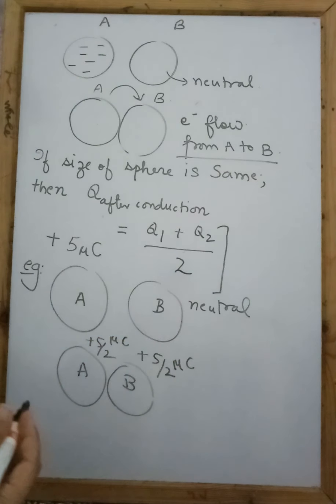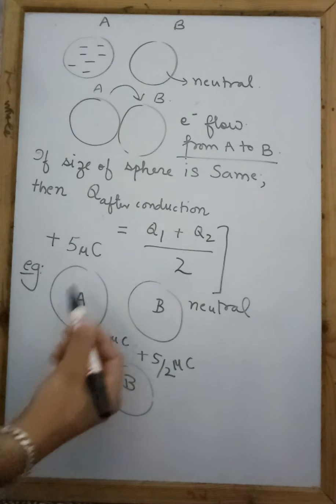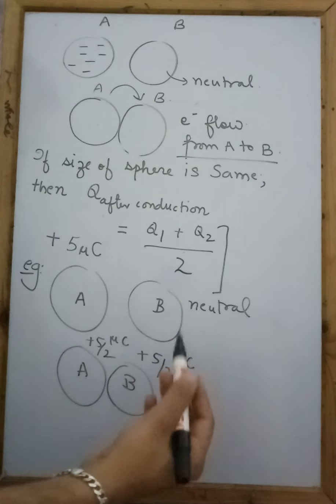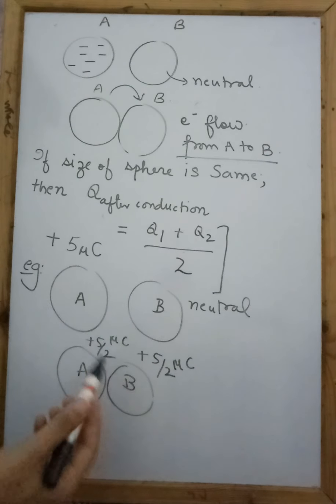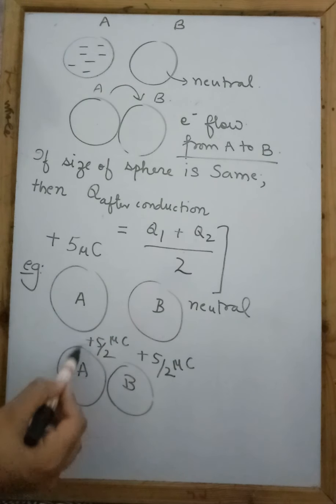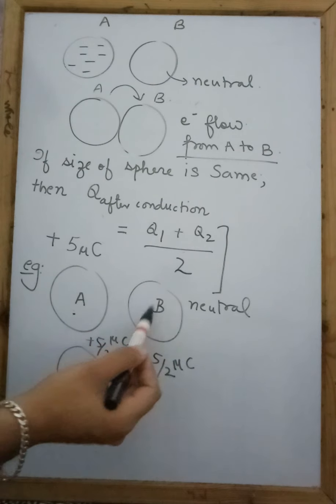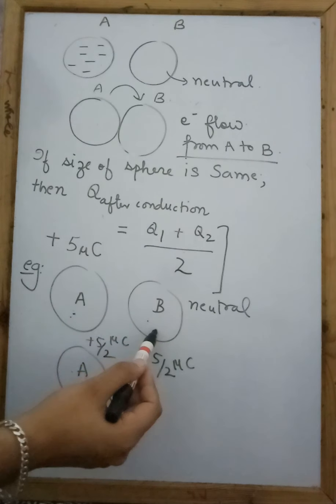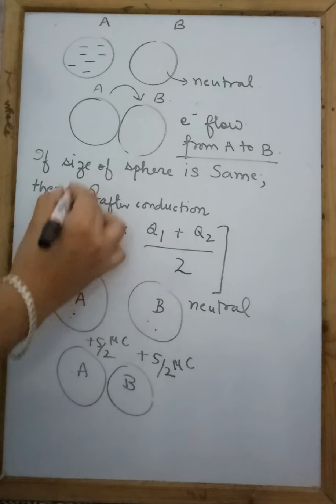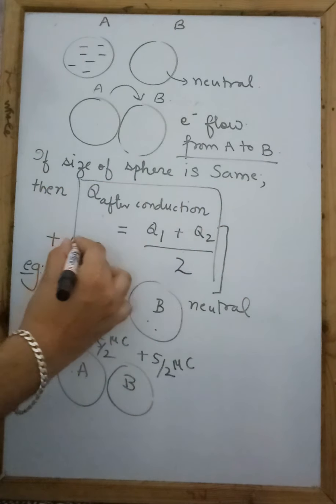So what is going on? You have to remember one thing, that during conduction it is the same nature of charge which gets accumulated on both the spheres. So whatever is the charge on A, if A is positive, then B will also be positive. If A is negative, then B will also be negative. This is an important point over here, that charge after conduction.